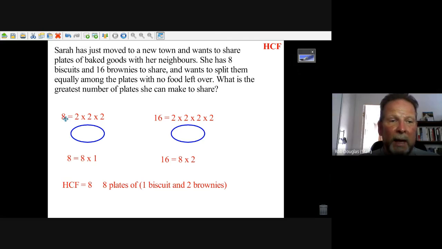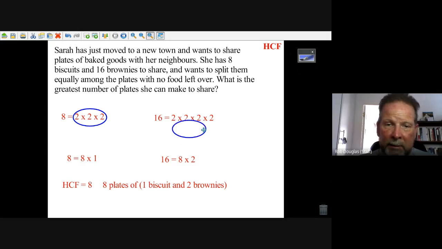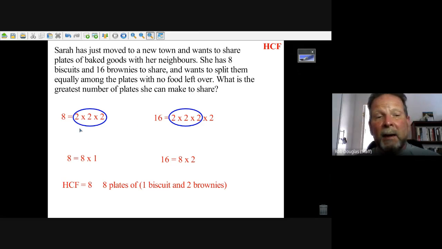If we break down 8 into 2 times 2, which is 4, times 2 is 8. 2 times 2 times 2 is 8. And we break down 16 into 2 times 2 times 2 times 2. That's 16. Now, the greatest common factor is whatever goes into both. Well, there are 3 2's multiplied together here, and there are 3 2's multiplied together there. That means the number 8 goes into both.